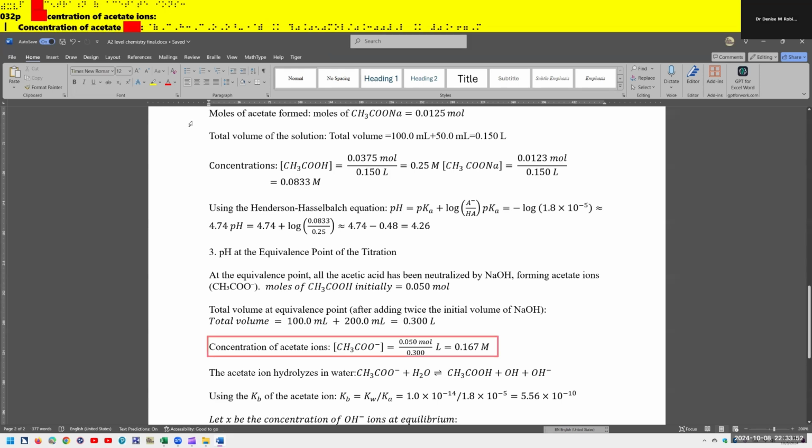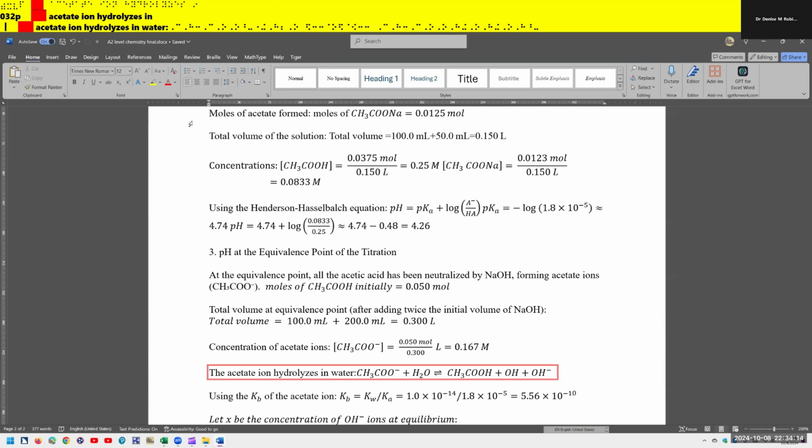Concentration of acetate ions. Math content open bracket CH3COO superscript minus closed bracket is equal to the fraction with numerator 0.050 mol and denominator 0.300 L, is equal to 0.167 M. Yep, just lovely. Okay, and Control down arrow.